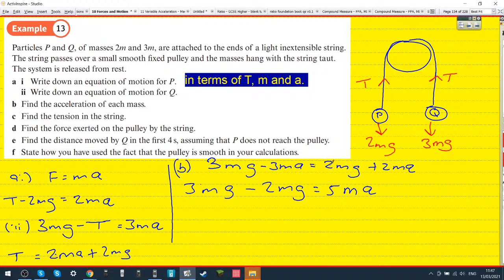I think we could use that simultaneously with the one above it. Simplified, it would just be mg equals 5ma. Just divide by m, so you get g equals 5a, and so a equals a fifth of g, or g divided by 5. So that's part b. Okay, part c.